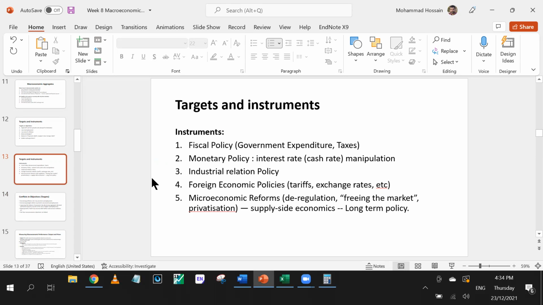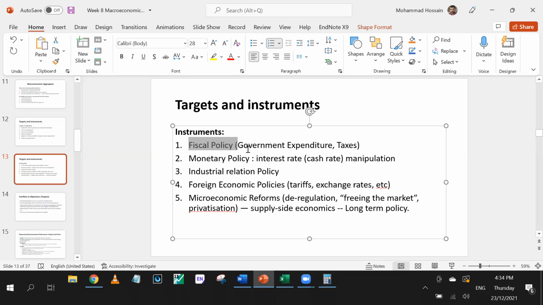So fiscal policy includes government income and expenditure, like tax and government expenditure. That's fiscal policy. Monetary policy deals with interest rate and money supply. Then industrial policy, or industrial relations policies. This is about the relationship between the employee and employer in an industry. And foreign economic policies.